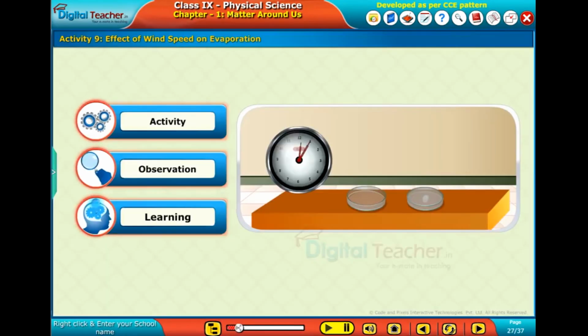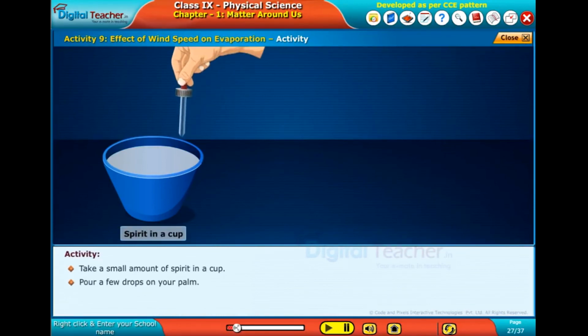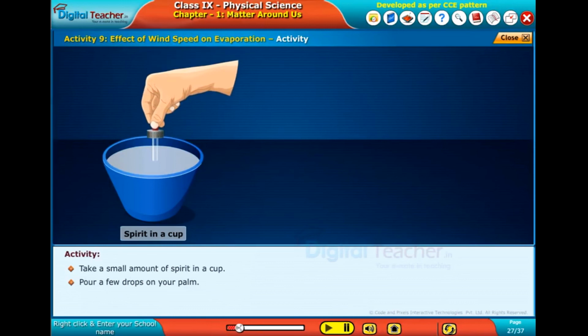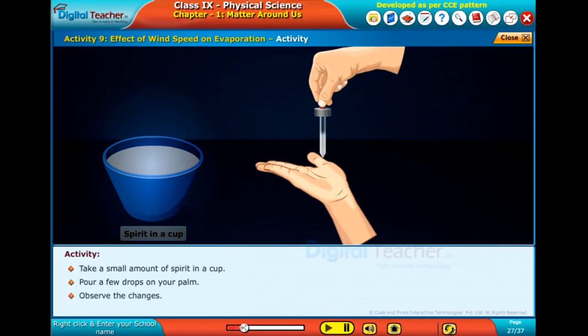Here, let us perform an activity to know the effect of wind speed on evaporation. Click each tab to know more. Take a small amount of spirit in a cup. Pour a few drops on your palm. Observe the changes.